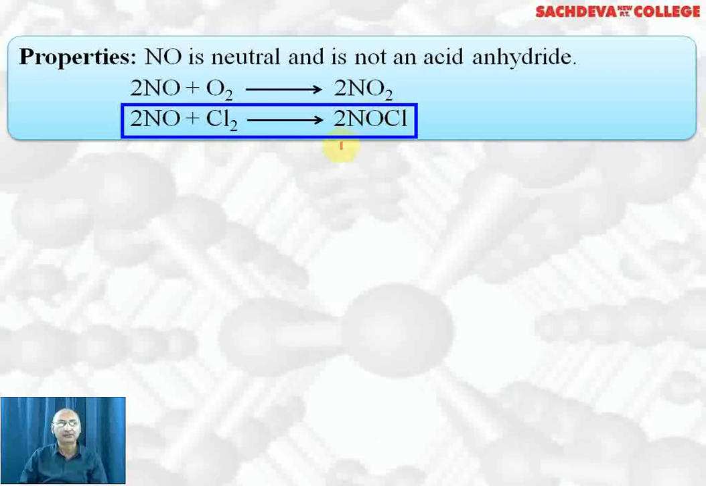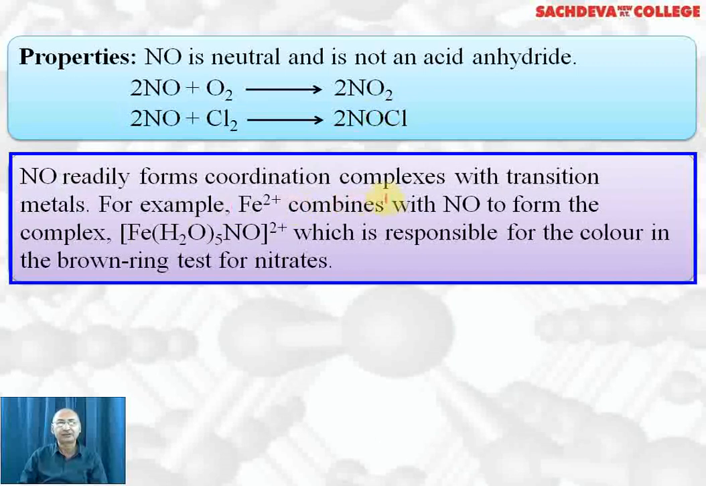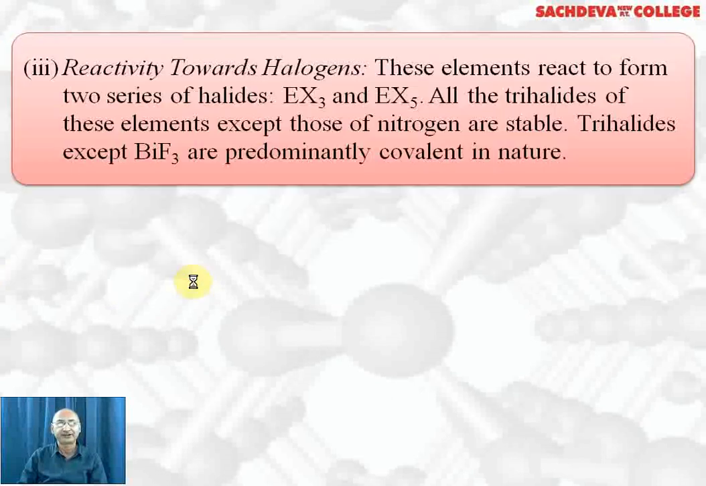N2O and NO are neutral. NO readily forms coordination complexes with transition metals. For example, ferrous ion combines with NO to form a complex. This complex is formed in the brown ring test for nitrate.